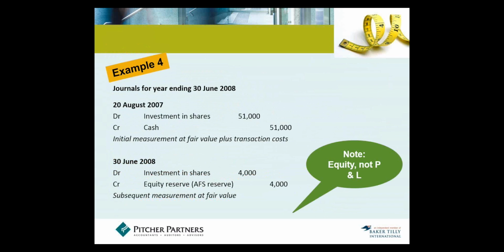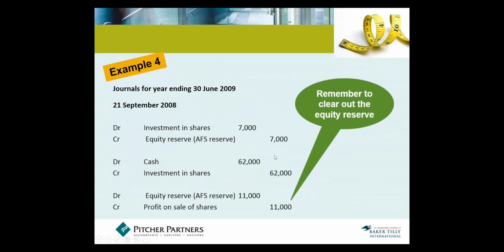So it's AFS. So initial recognition on 20 August is the cost price, and we capitalize the transaction cost of $1,000. So it's debit investment in shares, $51,000, credit cash, $51,000. At 30 June, it should be at fair value. Fair value is $55 a share, so it should be at $55. So we debit investment in shares with the additional $4,000, and we credit an AFS reserve with $4,000. So it goes through other comprehensive income, not through profit and loss.